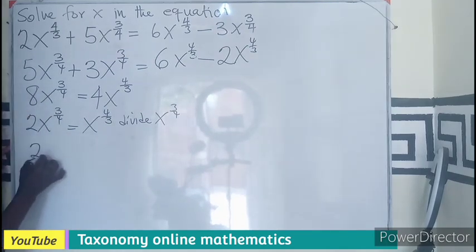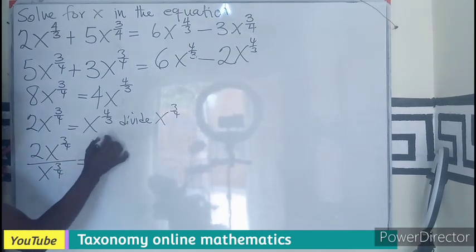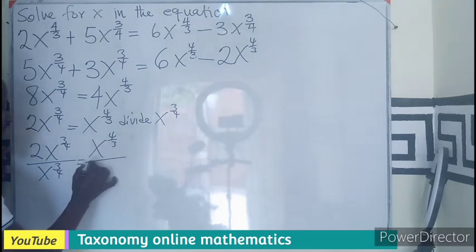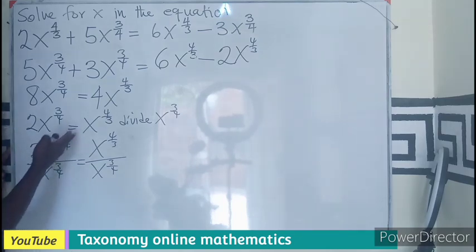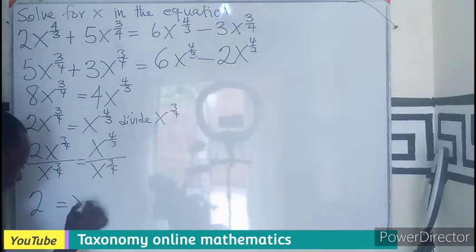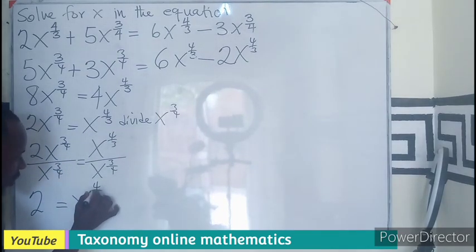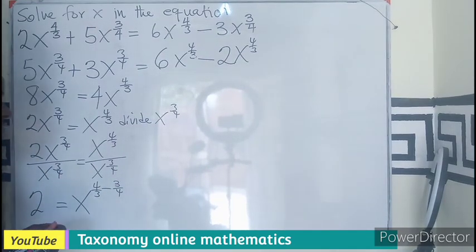So this is going to be 2x to the power 3 over 4 over x to the power 3 over 4 equals x to the power 4 over 3 over x to the power 3 over 4. In this case, we can cancel out, saying they have the same base, the same power. So I'll be left with only 2 equals x to the power 4 over 3 minus 3 over 4. The law of indices, division is subtraction.